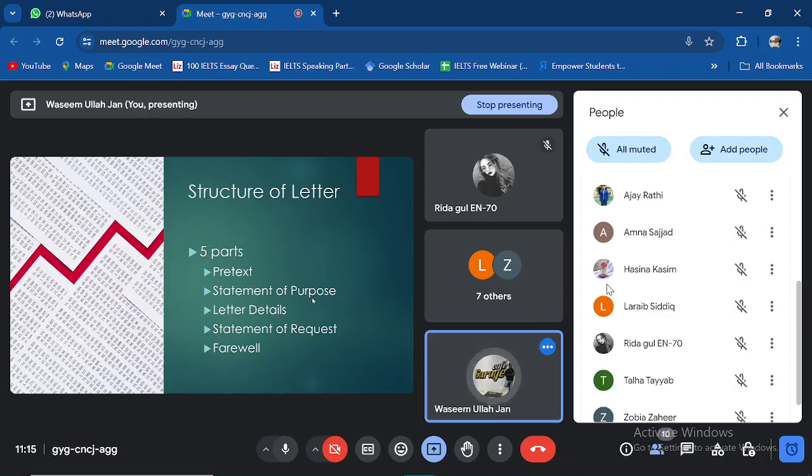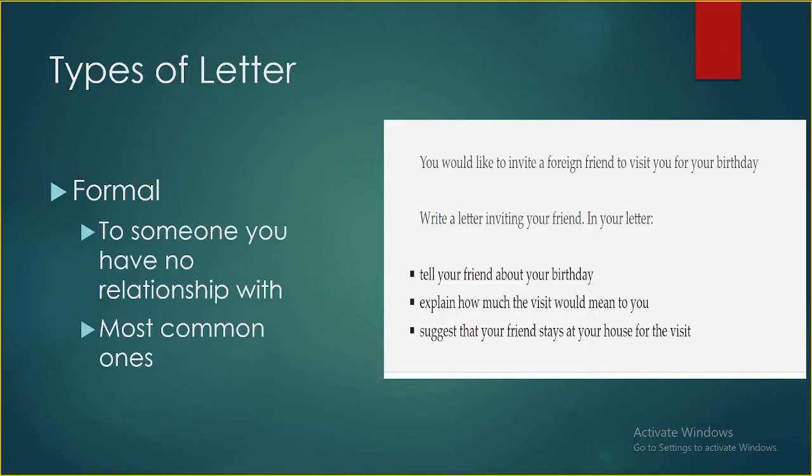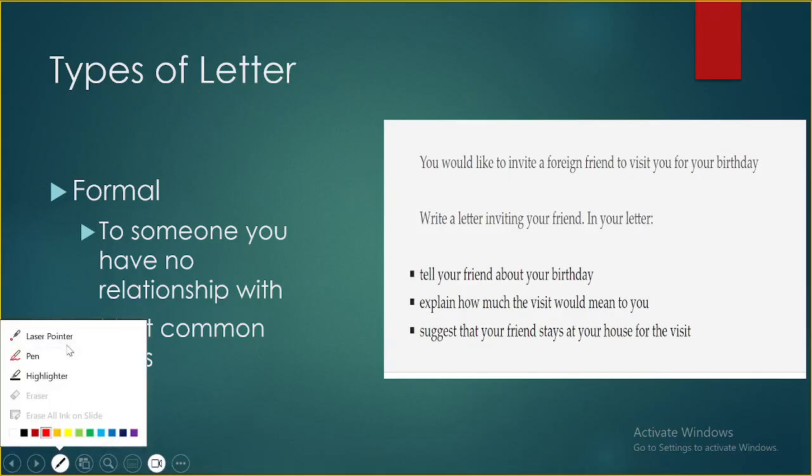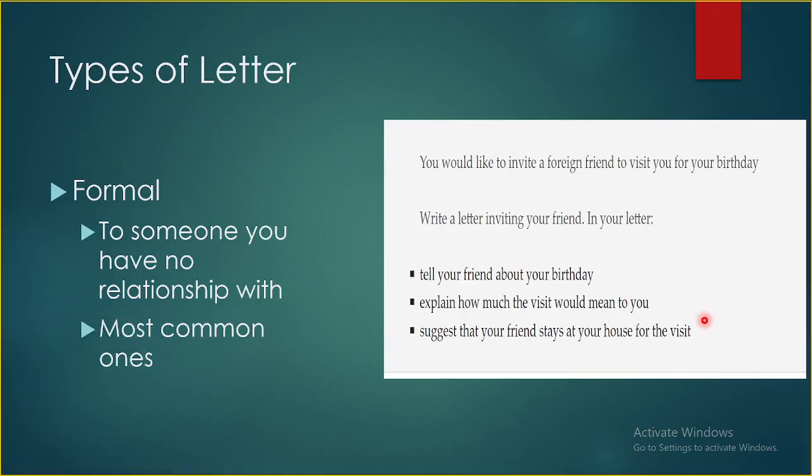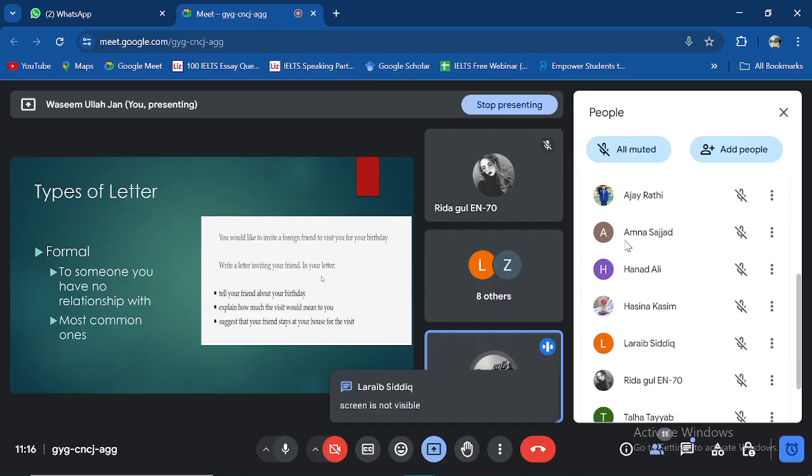Then you would move to the third point, which is letter details. Here you can either write one large paragraph or three small ones. If you're writing three small ones, write at least 2 sentences in each paragraph. If you're writing one large one, it should cover 90 to 100 words. Like your paragraph, your letter details should cover all these 3 points. You have to tell about your birthday, you have to explain how much the visit means to him, and you have to suggest that your friend stay at your house.